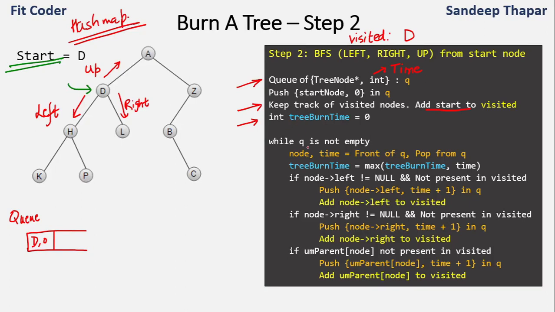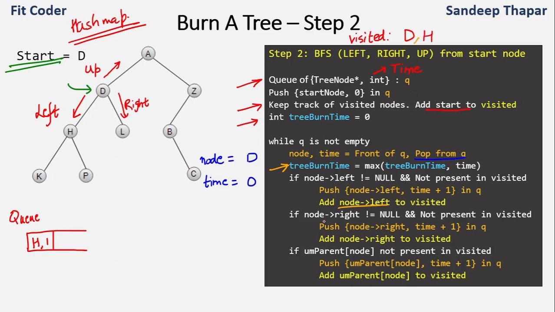So we run a while loop till the queue is not empty. We check the front of the queue. Let's say the node is D and the time is 0. Then we pop from the queue, so the queue is empty. Then we compute tree burn time, which is the maximum of tree burn time and time. So it is 0. Then we check the left of node. Left of D is H and it is not present in visited. So we push H and time plus 1 in the queue. So we push H comma 1 in the queue and we add node left, which is H, in visited.